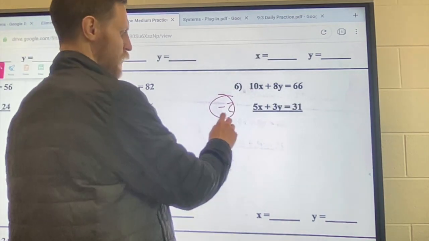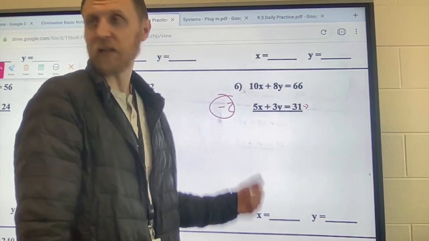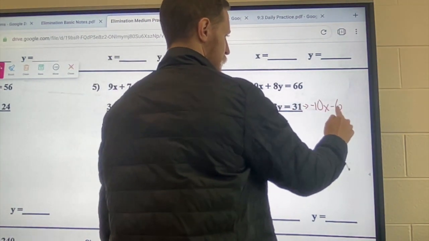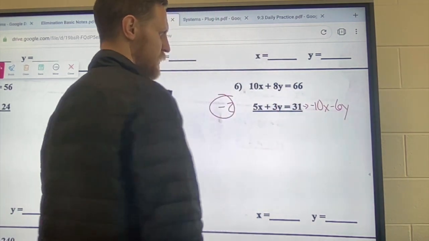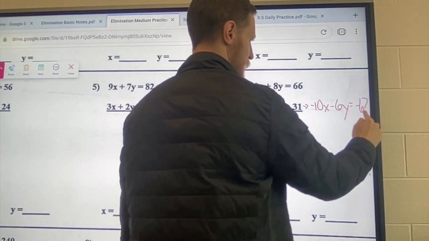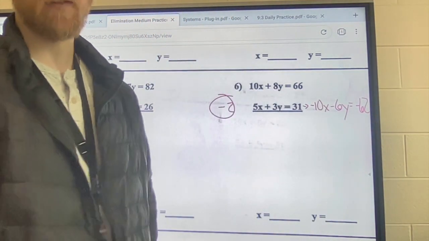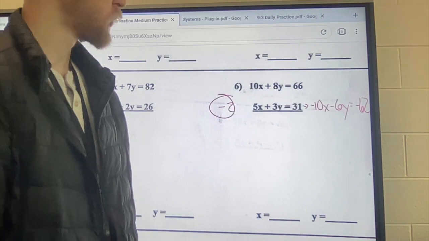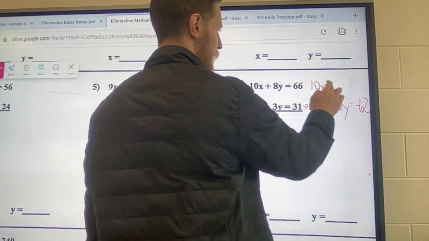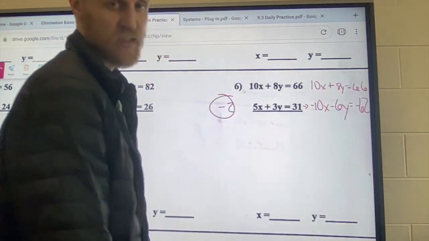Hopefully. So when I multiply all of that by negative 2, 5 times negative 2 is negative 10. 3 times negative 2 is negative 6. I'm running out of space, but yeah. 31 times negative 2 is negative 62. And then the top one is going to stay the same. I'm just going to rewrite it. 10x plus 8y equals 66. Just trying to keep everything nice and lined up.